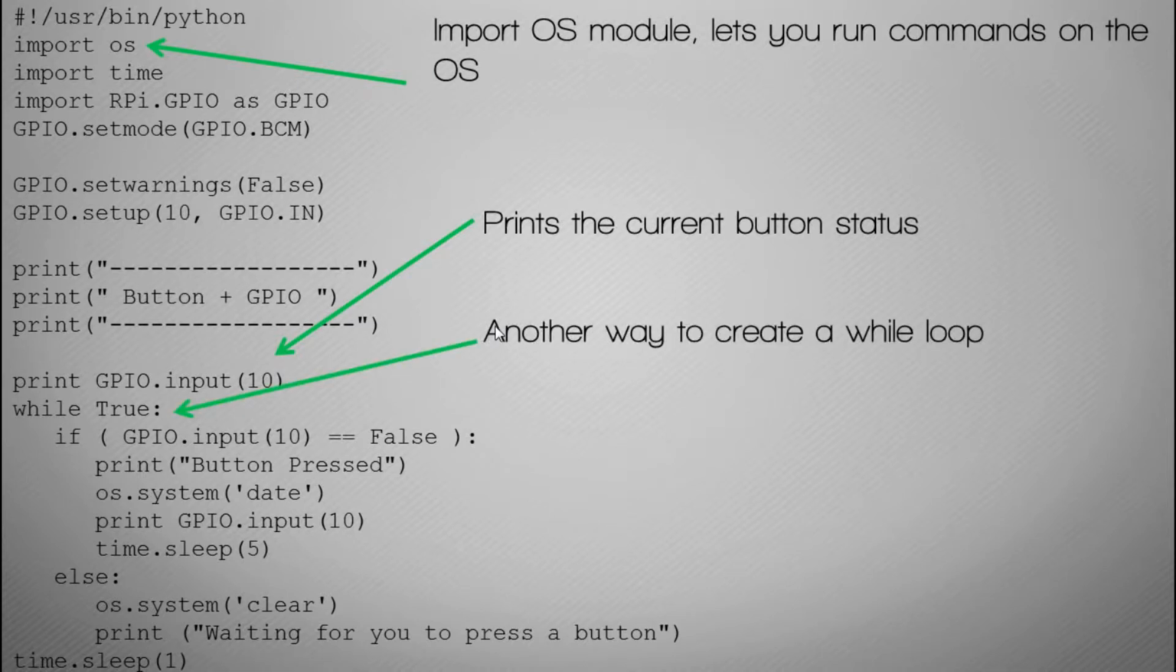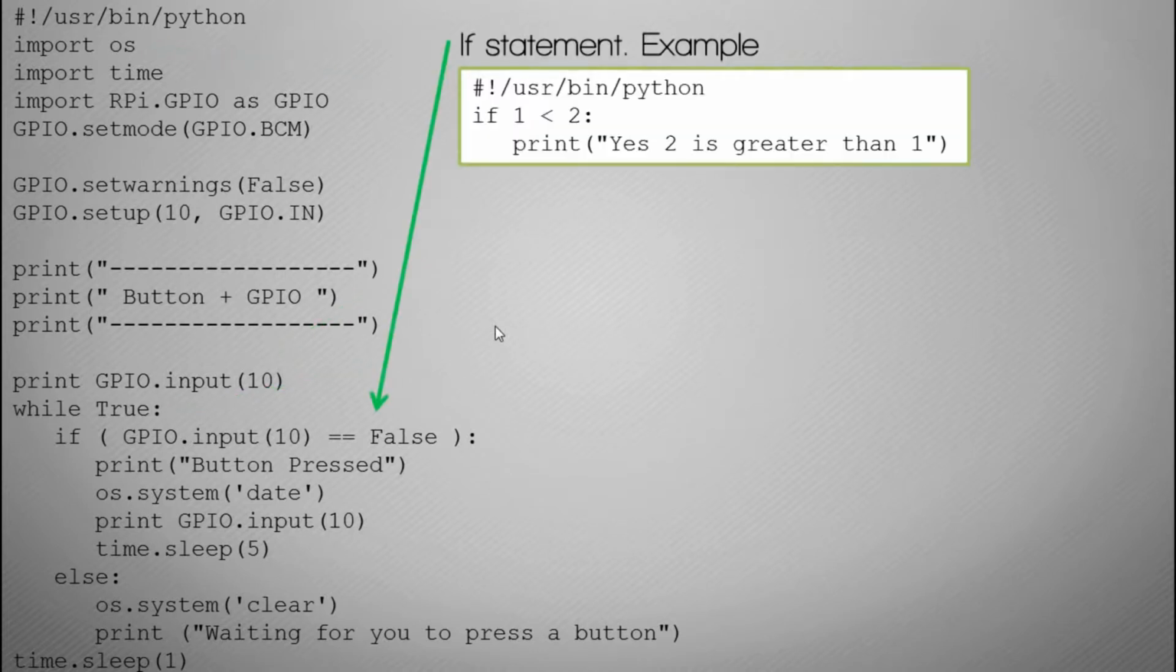We then have another while loop. Previously we used while 1: to create an infinite while loop, but using while True: is just another way of creating that infinite while loop. So we go into our first if statement, which is our first condition.